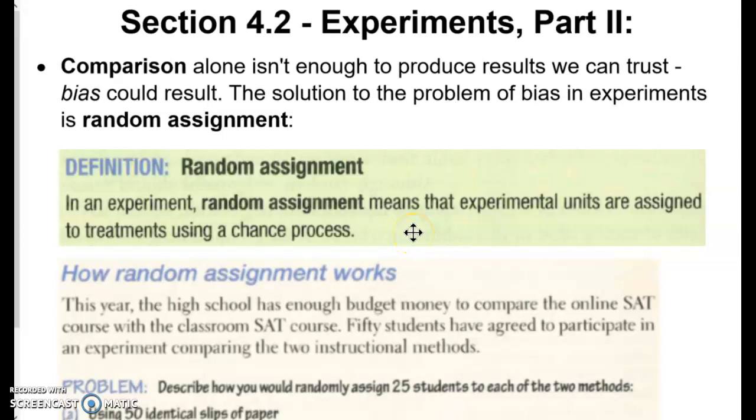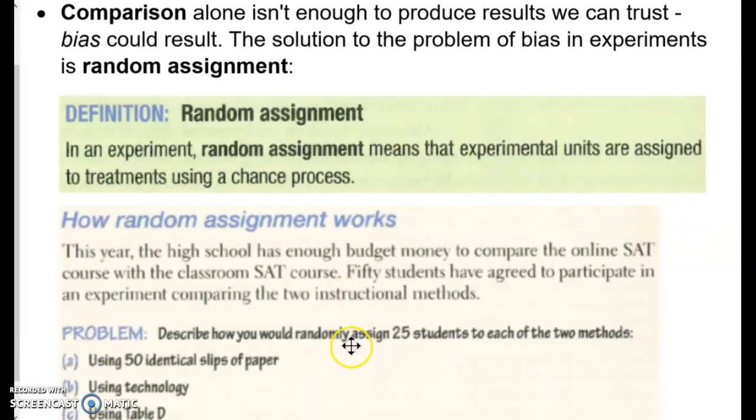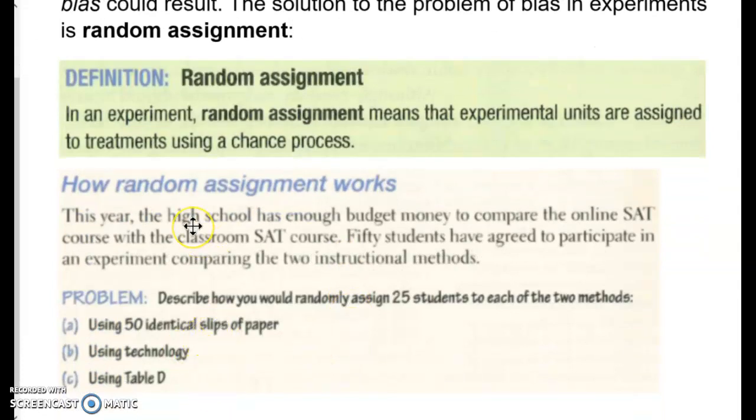We're going to continue here with section 4.2 and experiments. We can't just do comparison alone. We have to randomly assign. So we're going to talk about the way that is done. Whether you are randomly assigning in a study or an experiment, both apply, but we're more specifically talking about it here in experiments. So how random assignment works, we're going to talk about three different methods.